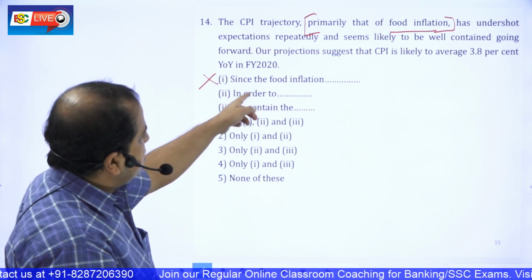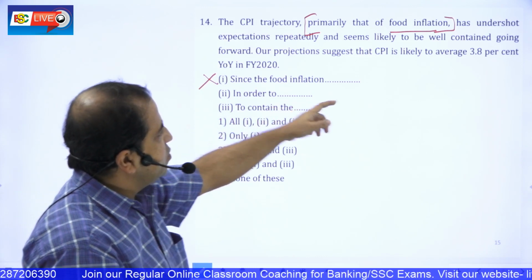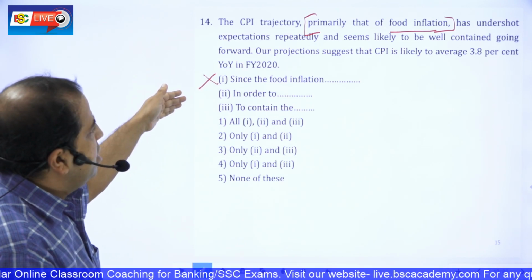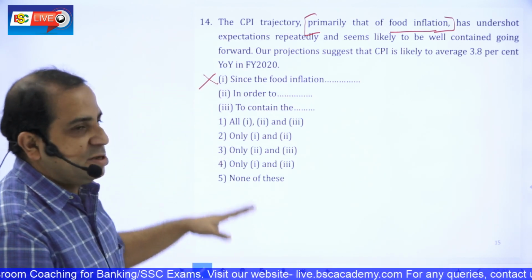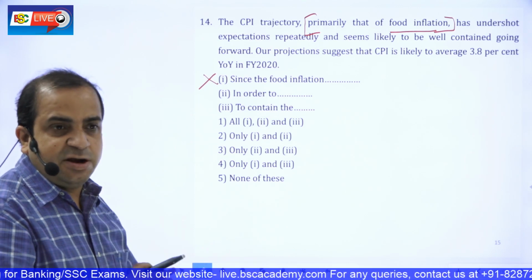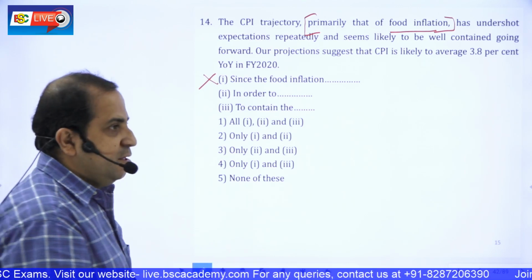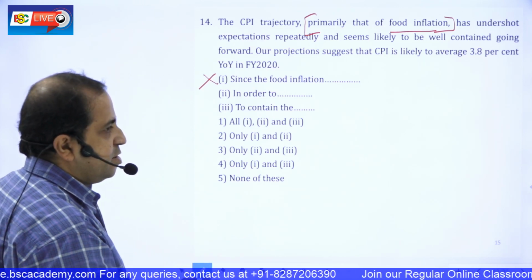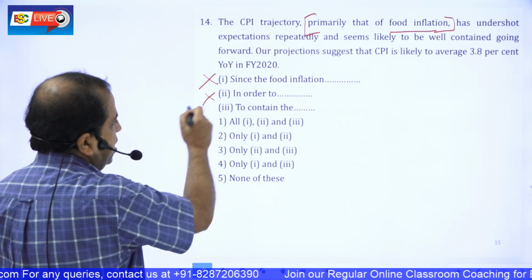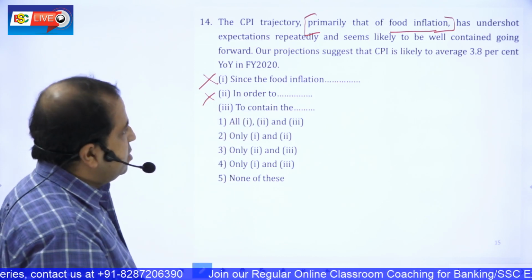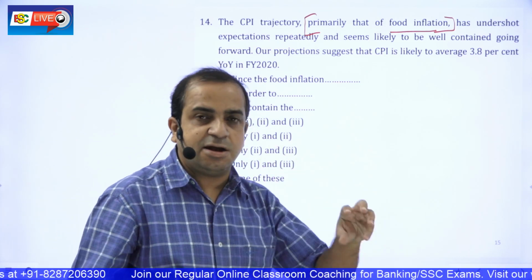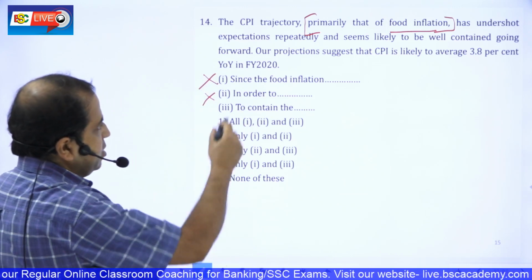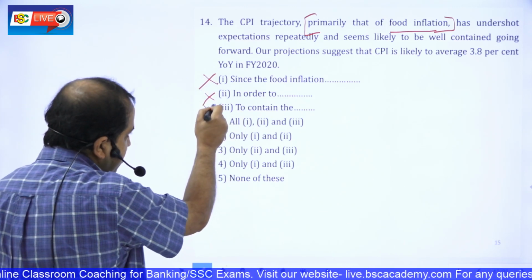Now, in order to, यानी in order to do something, यहाँ पे देखें sentence, the CPI trajectory has undershot expectations and our projections suggest that this. कहीं पे reason की बात नहीं हो रही है. So since reason is not there, so in order to नहीं हो सकता है. Similarly, to contain the मतलब contain करने के लिए, again the same meaning, in order to contain. Now, in order to वाली चीज़ अगर नहीं है तो ये भी नहीं है.